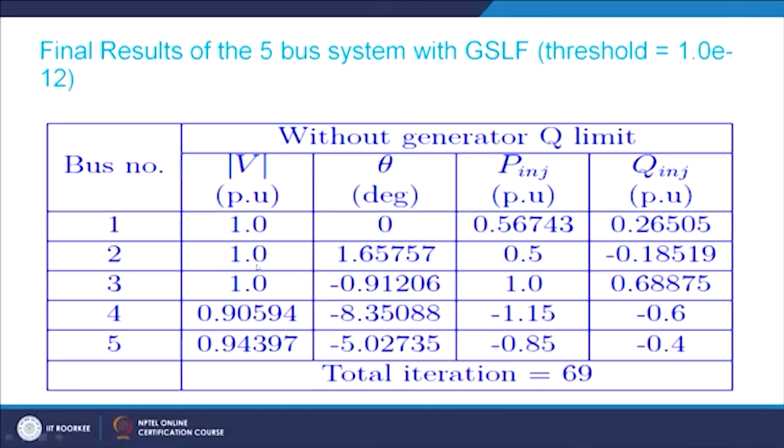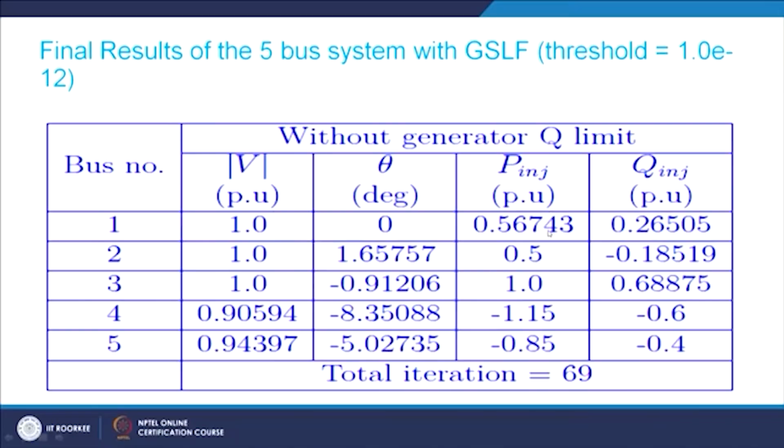So we can see, because there is no generator Q limit, for bus 2 and bus 3 voltage magnitudes are maintained at 1.0 per unit, although their angles are changed, are not equal to 0. For bus 1, that is the slack bus, its magnitude is retained at 1.0 and angle is 0. In fact, this angle is acting as the reference. So all these angles are being calculated with respect to this angle, and this is the magnitude of these voltages, and these angles are given.